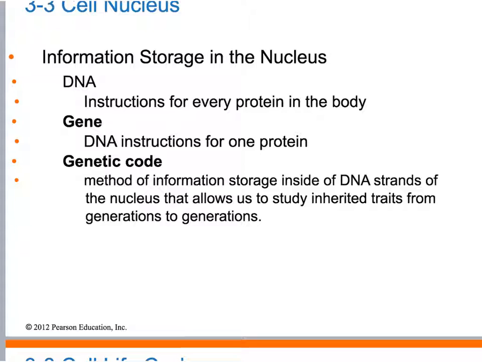Information is stored in the nucleus in DNA. DNA is the instruction for every protein in the body. A gene has the DNA instructions for one protein. The genetic code is a method of information storage inside the DNA strands. The nucleus allows us to study the inherited traits from generation to generation.